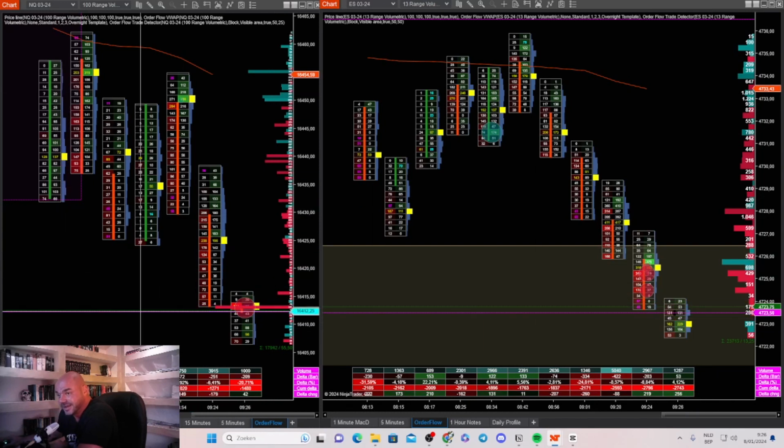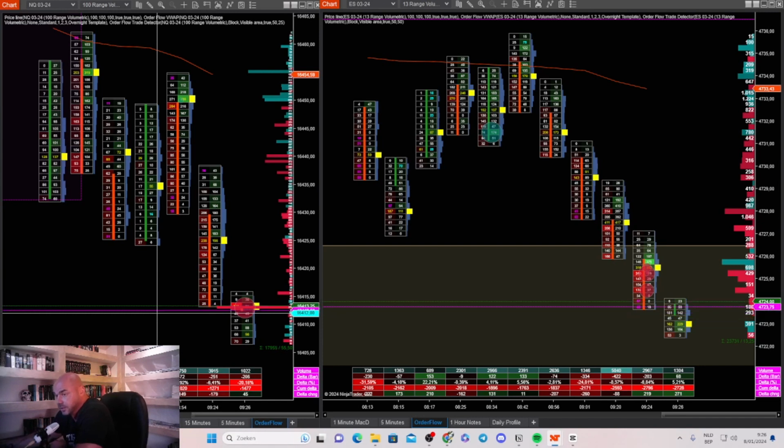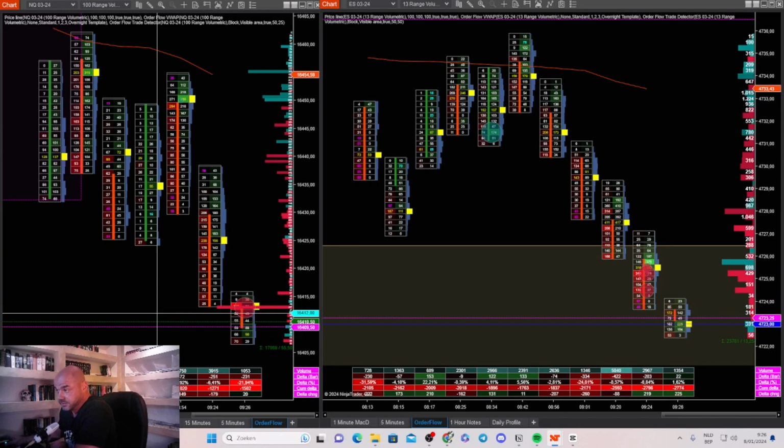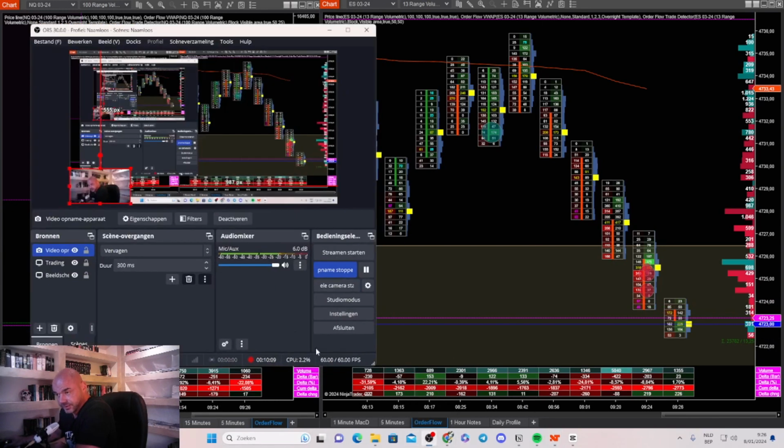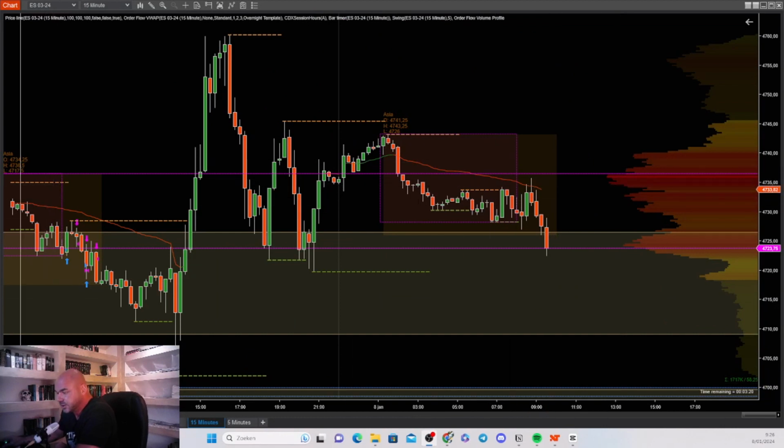This chart is NQ. I put up the NQ chart because it shows a lot of correlation with ES and I form my decision making there. Let's get back to the other chart. So we are back on a 15-minute chart. I will show you another tool that I use.